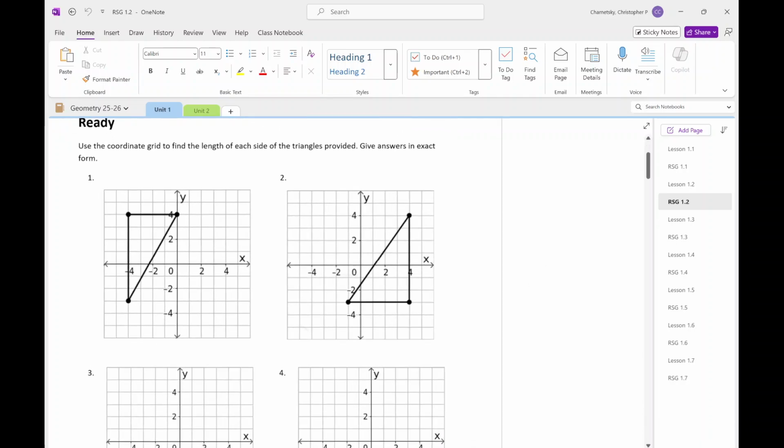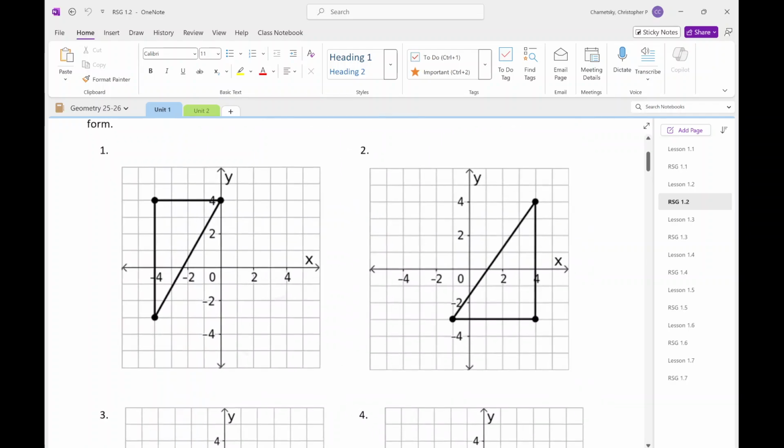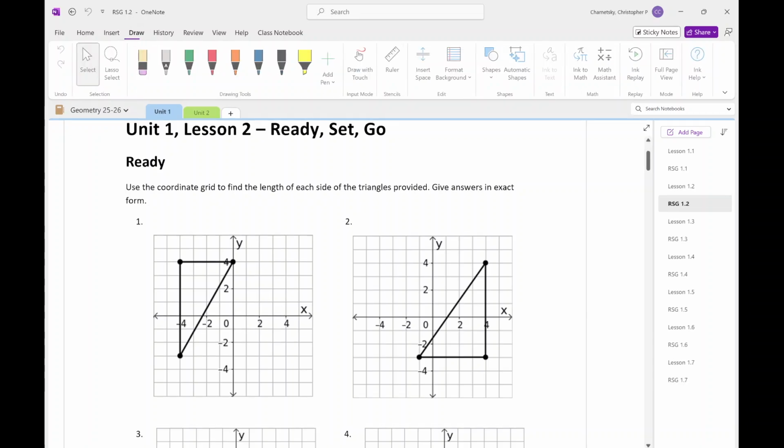This first set of questions says use the coordinate grid to find the length of each side of the triangles provided. Give answers in exact form. Now on the triangles, these are all right triangles, the vertical and horizontal sides are pretty easy to figure out. We just count up the various units. So on number 1, for example, this is 1, 2, 3, 4, 5, 6, 7. And the horizontal is 1, 2, 3, 4.